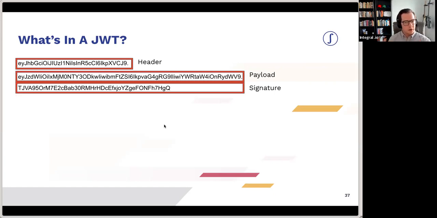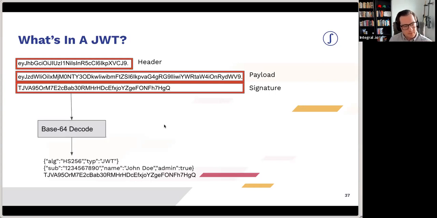Quick note about encoding. Encoding is just a way to take data from one format to another format. And so with base64, you can go back and forth from base64 into regular text really easily. It's not secure at all. It's just a way of compressing things, really.